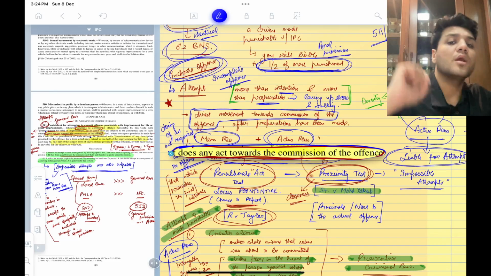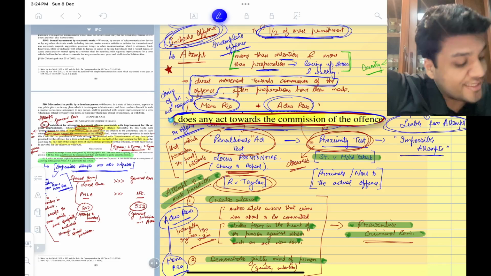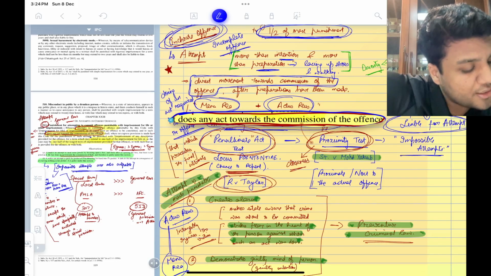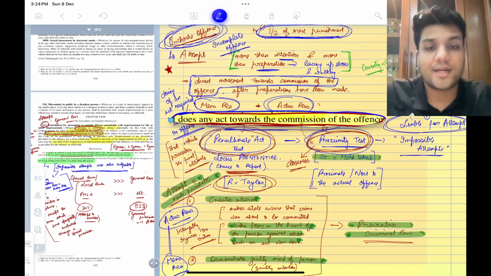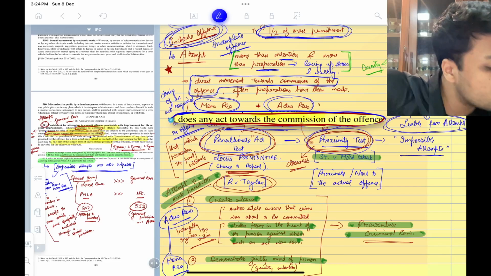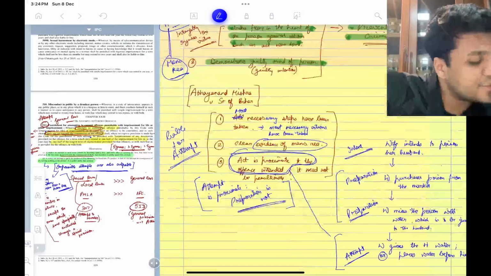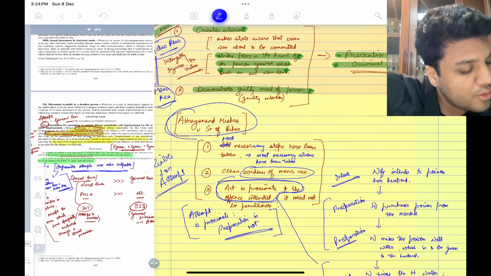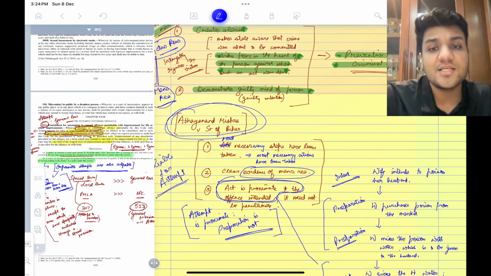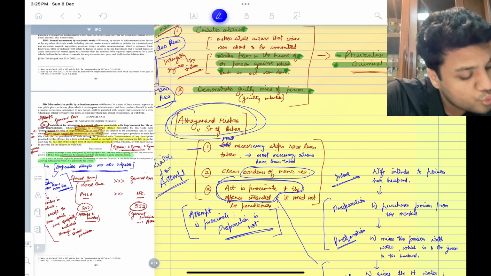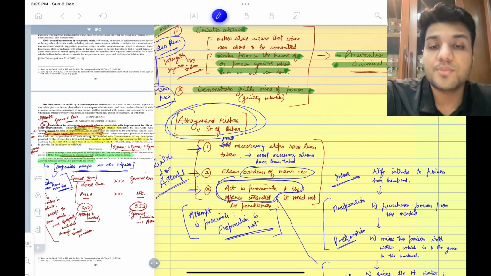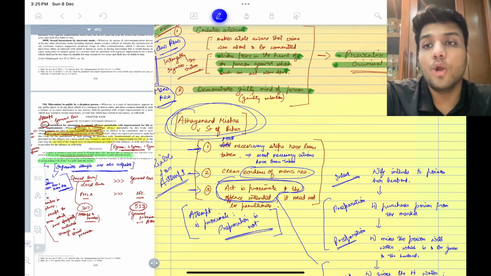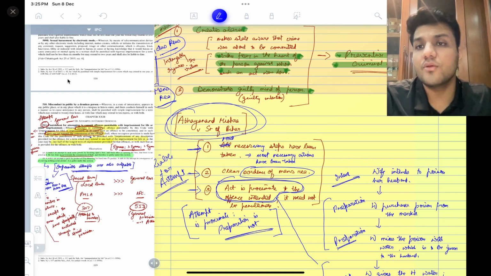Then you explain that the test has shifted from the penultimate act test to now the proximity act test, and for that you can always use this case as well as the landmark case of Abhay Anand Mishra versus State of Bihar. Now, if a practical question arises, then I would recommend that you use these three practical points to explain and to apply the law of attempt to a particular fact situation. I hope all of these things are clear.